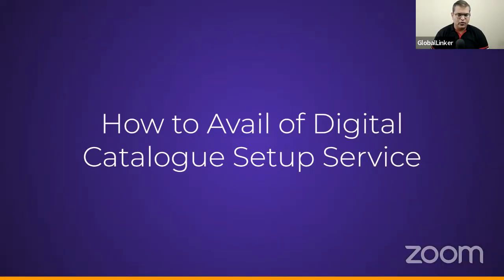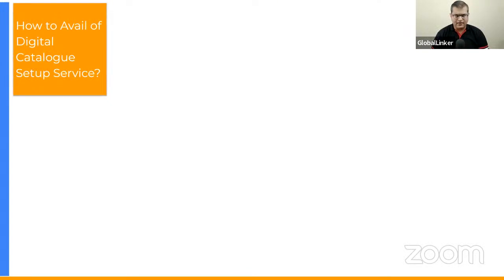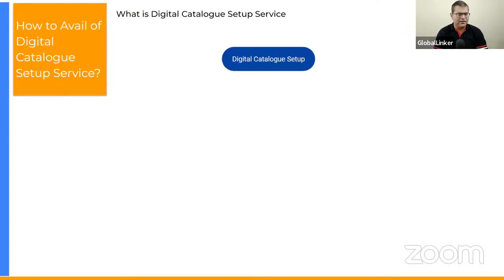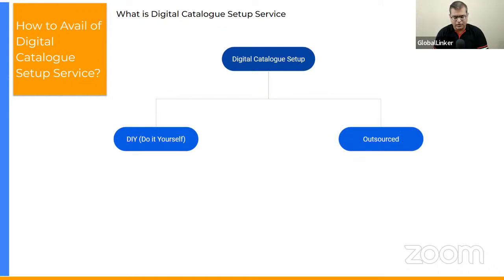All right, so let's move on to the next topic, that is how to avail digital catalog setup service. Now, you might be wondering, what is a digital catalog setup service? Let me quickly explain. When we are trying to create this digital catalog, there are two options available. One is we can do DIY or do it yourself, right? That is one option where you as a business owner or your team will be going through this entire process themselves. And the second option is you can outsource it. You can avail services of an agency that can do it for you.